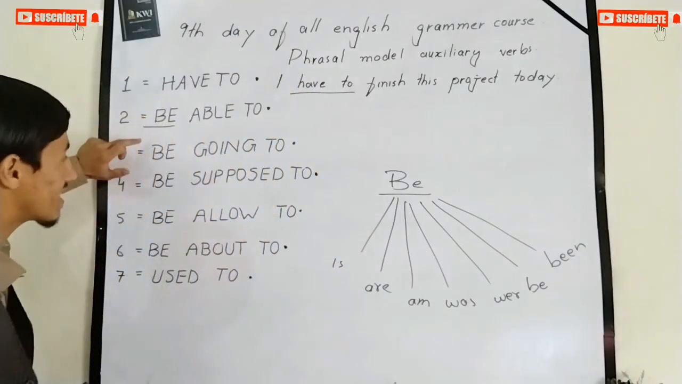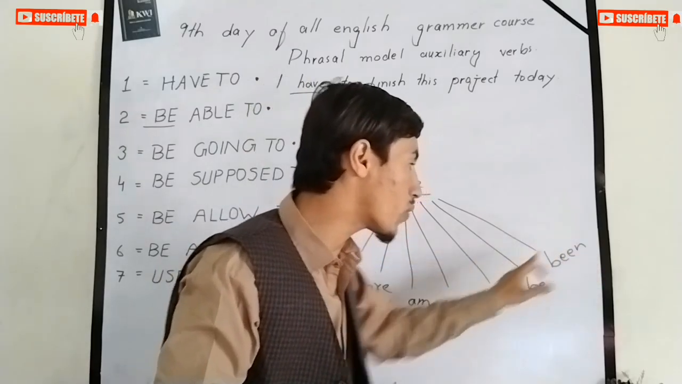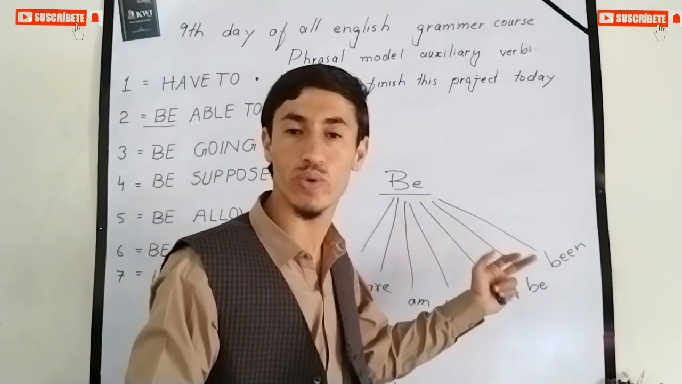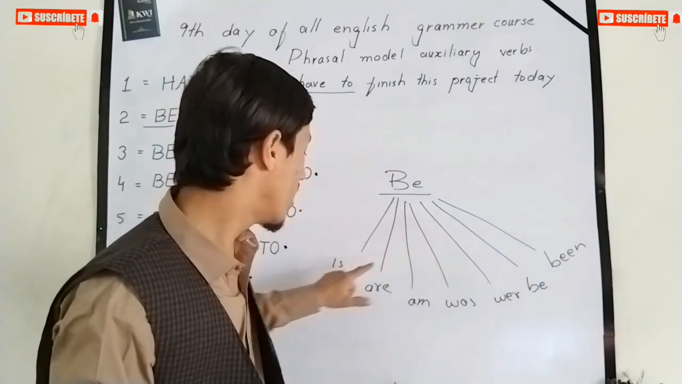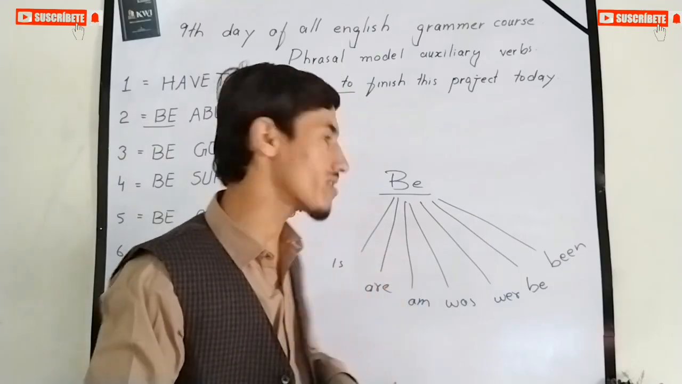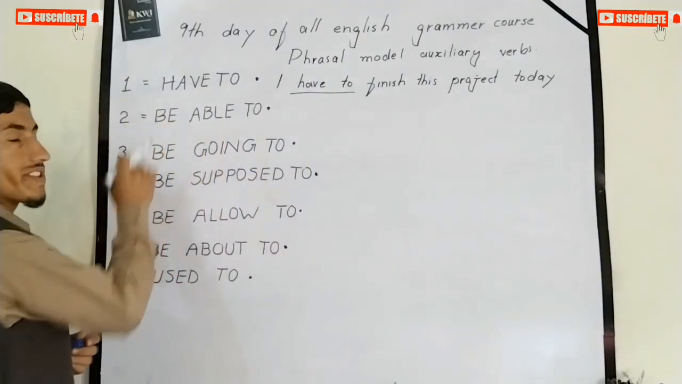So here I have written just be. Be means one of these helping verbs you have to use. One of these helping verbs you should use. Got it? Be means is, are, am, was, were, be, being. Got it? So, alright. Now you got it.